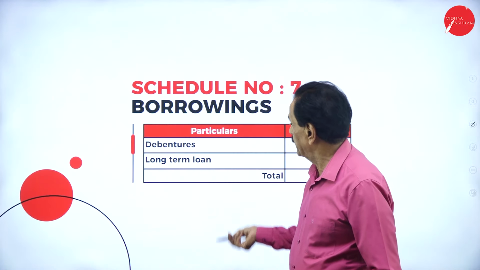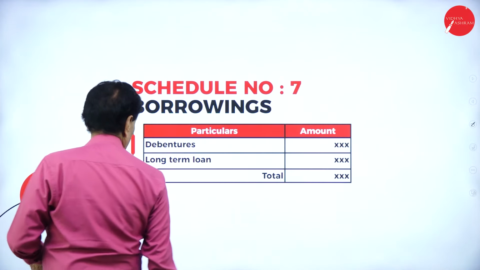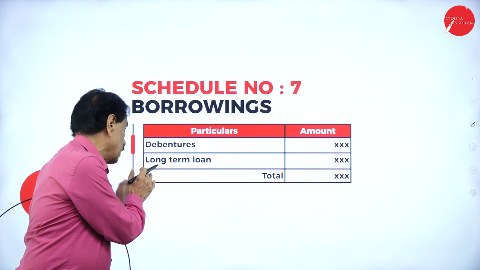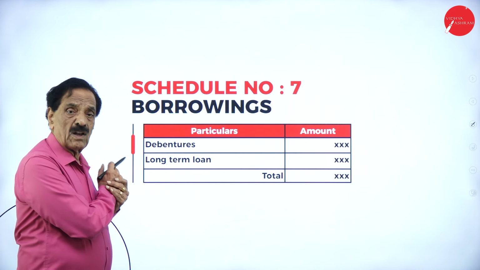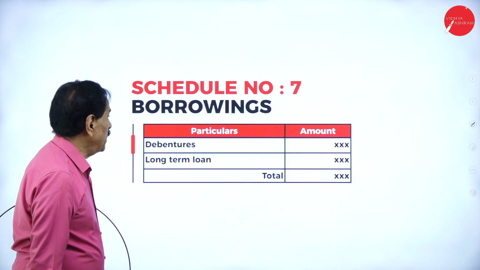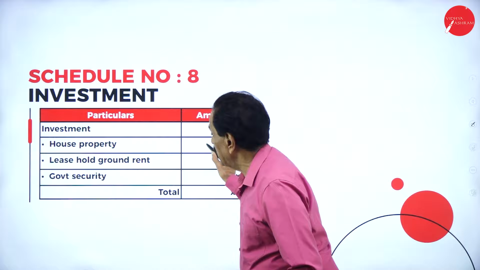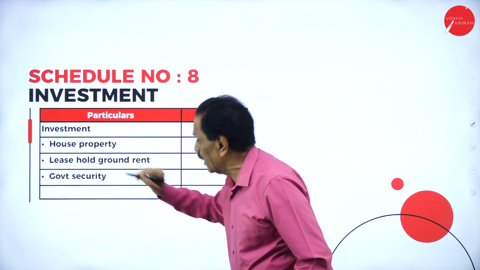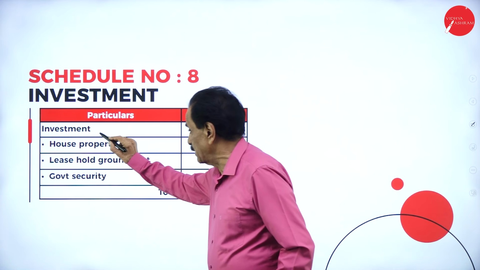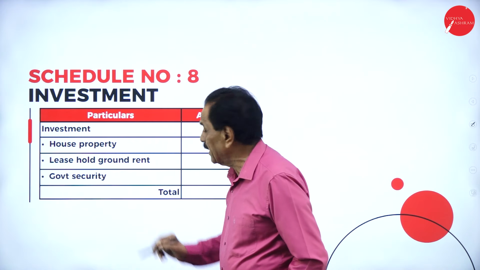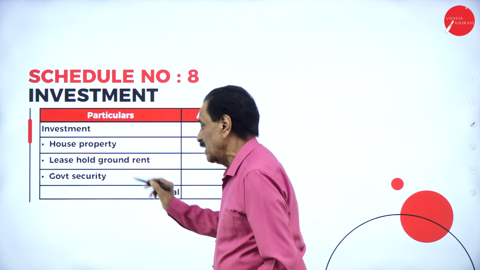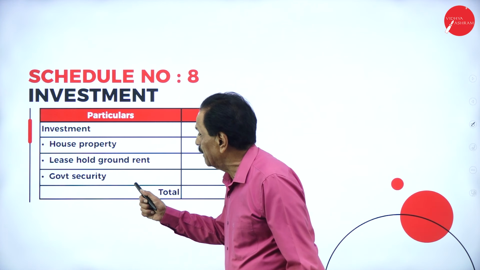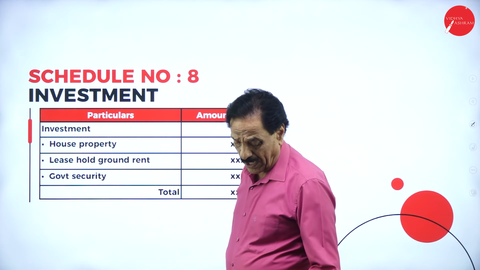7 is borrowings. Borrowing means debenture, long-term loan. We borrow the debenture, we borrow the long-term loan. 8th one, investment: house property, leasehold, investment in government security. So, if they give an investment, you have to take. House property you have to take. Leasehold ground rent you have to take. Government security and private security are also there.